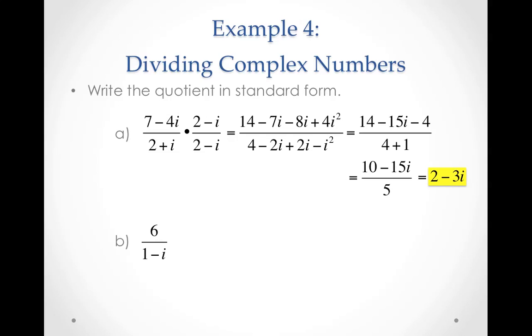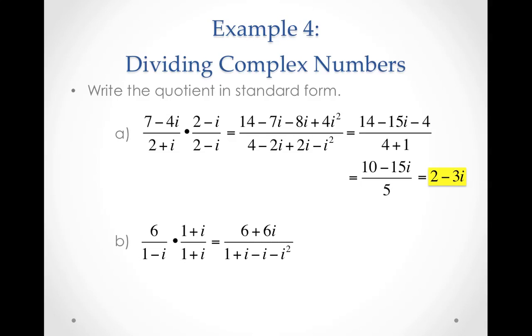If we take a look at another example, we're starting out by taking 6 and dividing it by 1 minus i. We need to identify the complex conjugate of the denominator, so that's going to be 1 plus i, and we multiply both the top and the bottom.